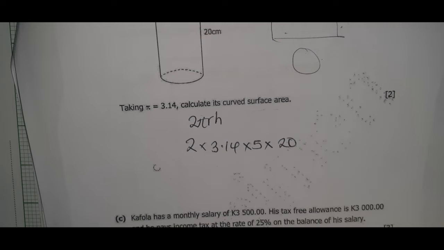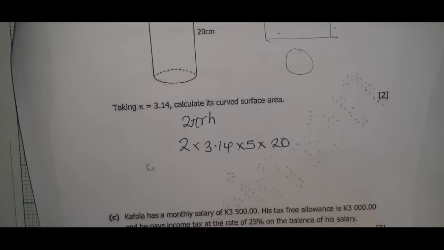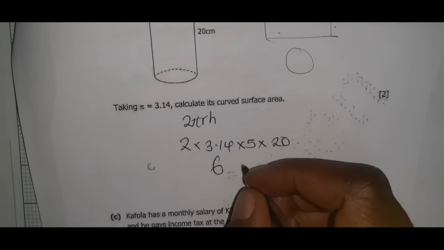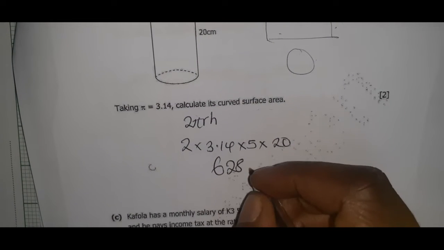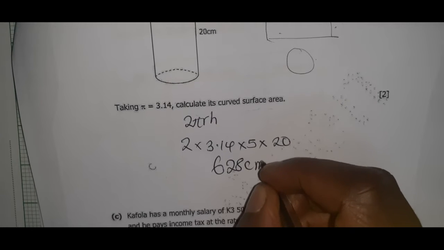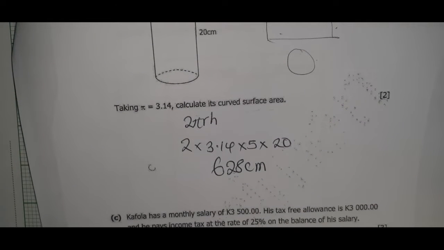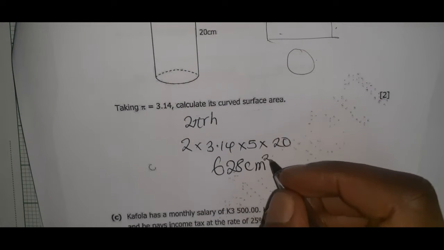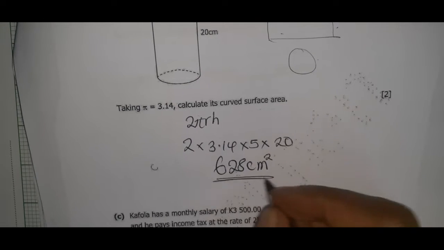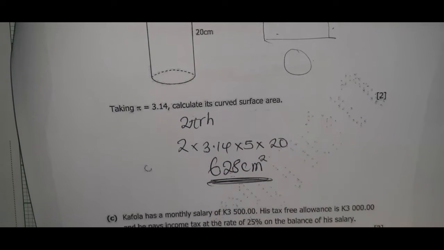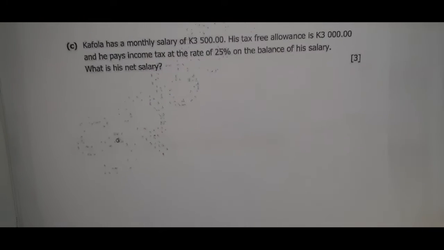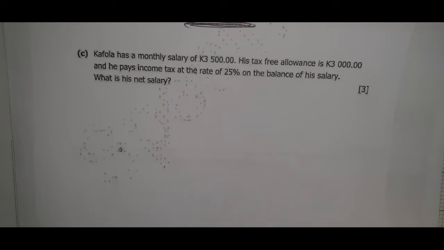Okay, let's see. What are we getting? I'm getting 628. That's what I'm getting here. What are you getting? Let's compare the answers. Okay.